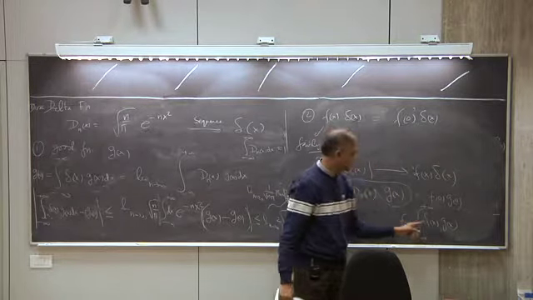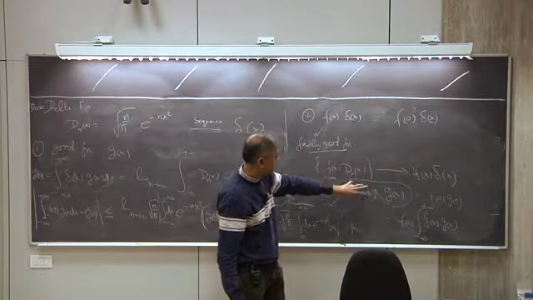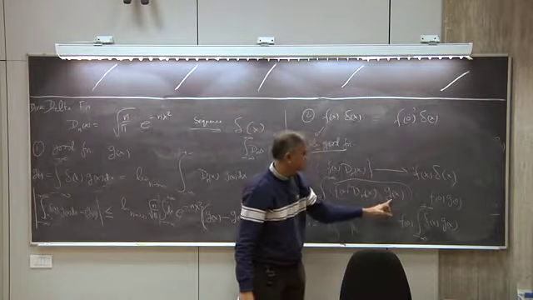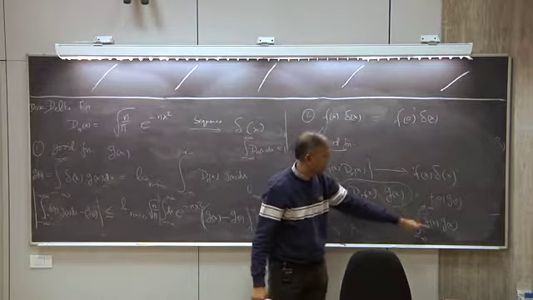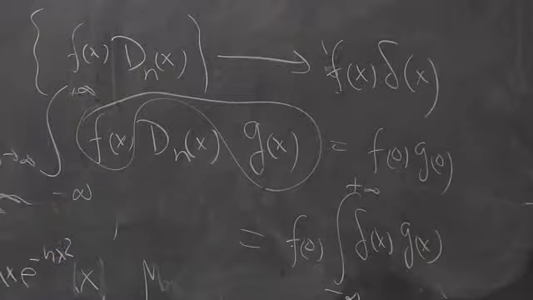So that proves that this statement is true, because you see that this was the integral f of x delta x g of x, and that is the same as f of 0 times delta x. This was almost obvious, so I didn't have to go through that.